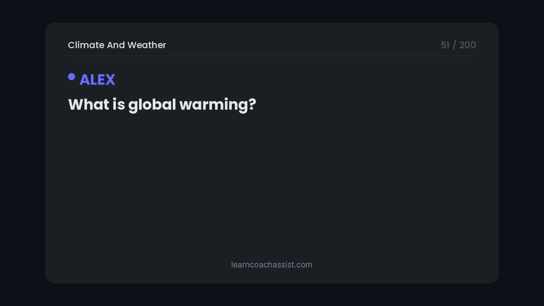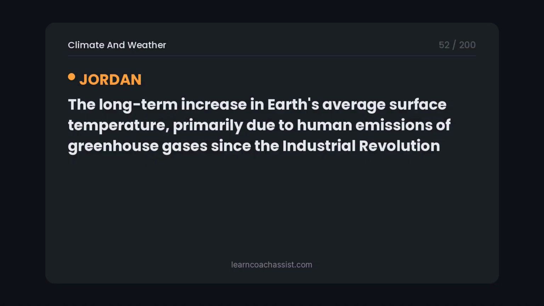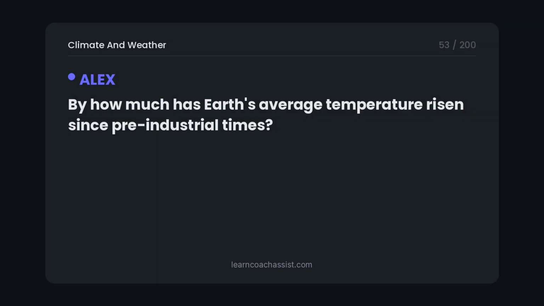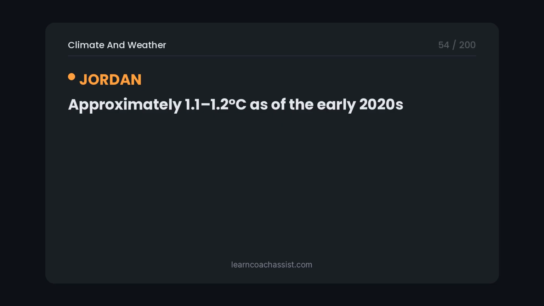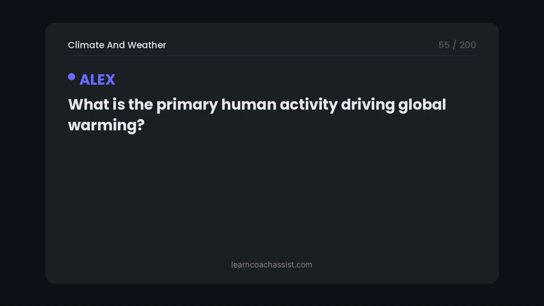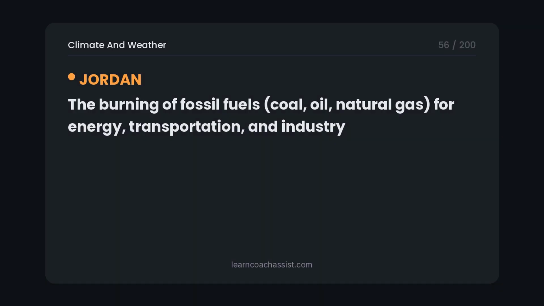What is global warming? The long-term increase in Earth's average surface temperature, primarily due to human emissions of greenhouse gases since the Industrial Revolution. By how much has Earth's average temperature risen since pre-industrial times? Approximately 1.1 to 1.2 degrees Celsius as of the early 2020s. What is the primary human activity driving global warming? The burning of fossil fuels, coal, oil, natural gas, for energy, transportation, and industry.